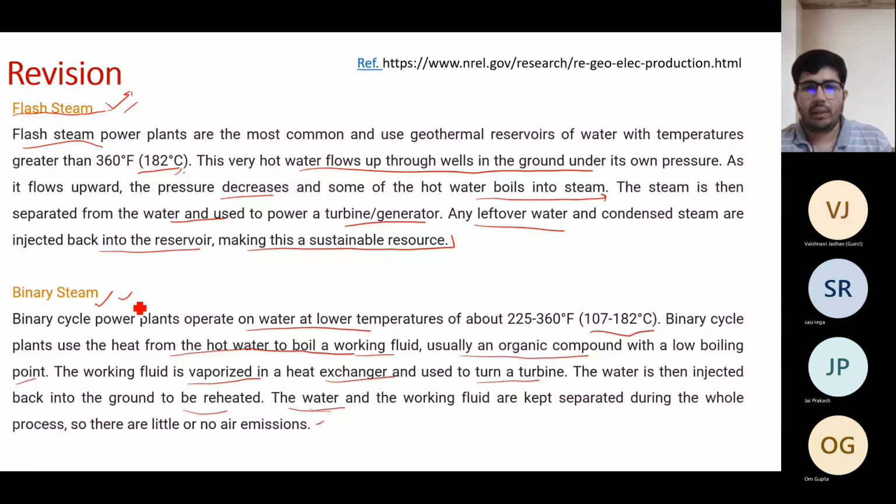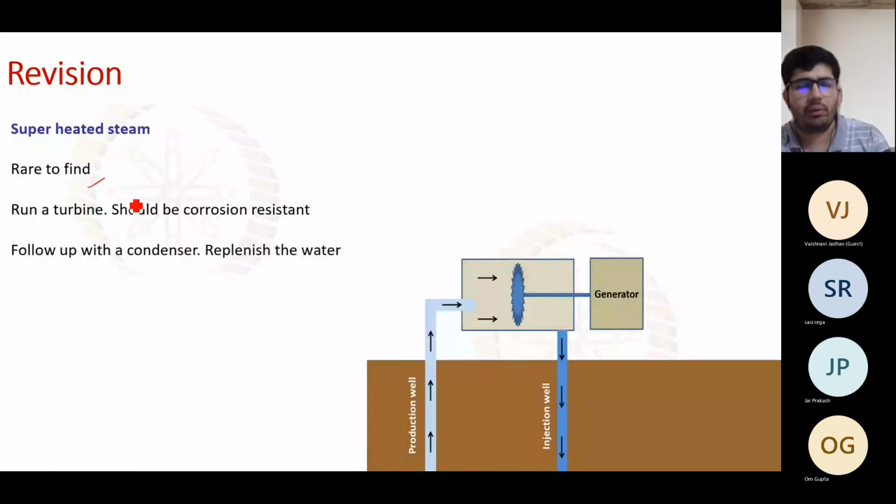So this is the example of a superheated system. It's rare to find. Actually, it's difficult to find. Maybe only one or two systems are there all over the world. For more detail, you can check. Here you can see the production well. The steam is coming directly. It's running the turbine. After the outlet, it's going back to the injection well. It's generating the electricity.